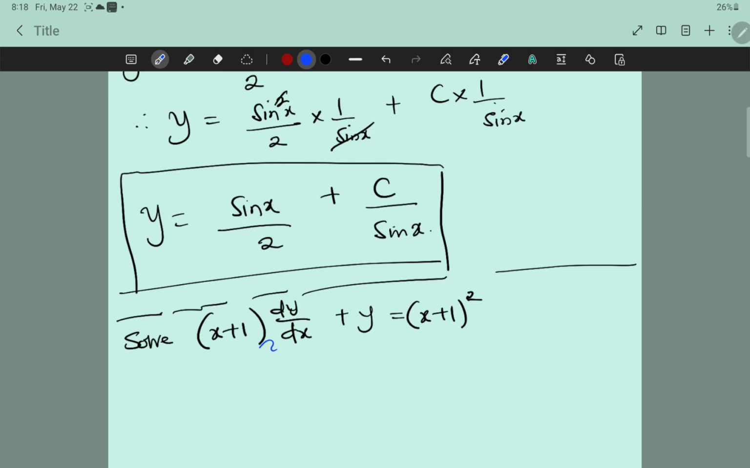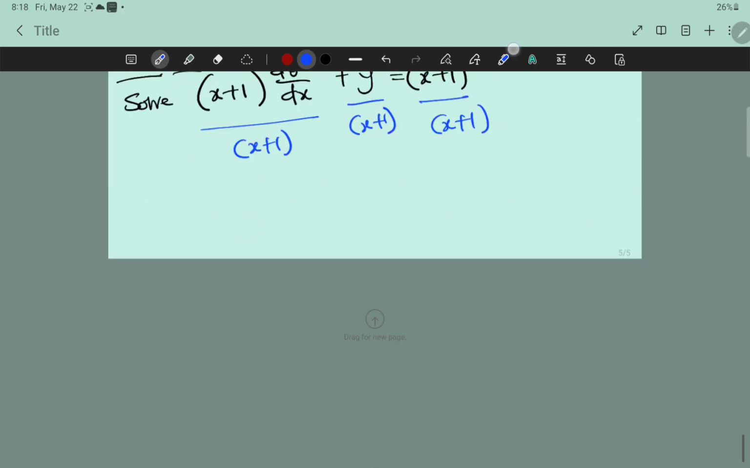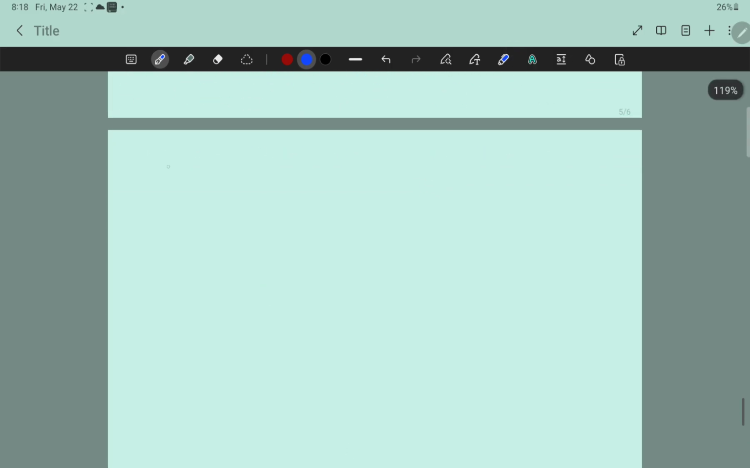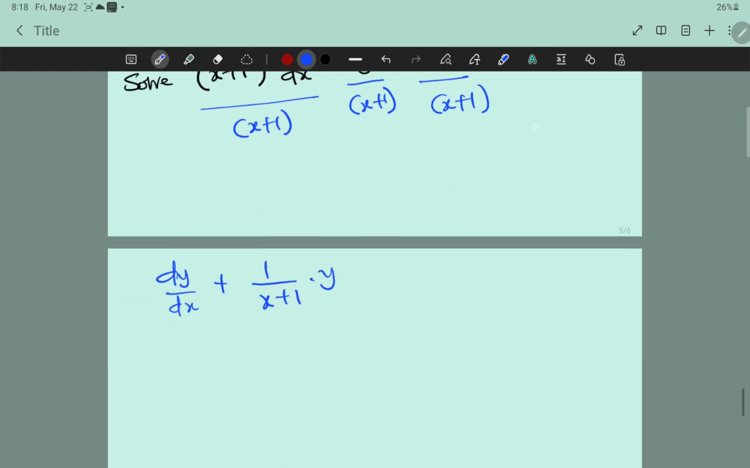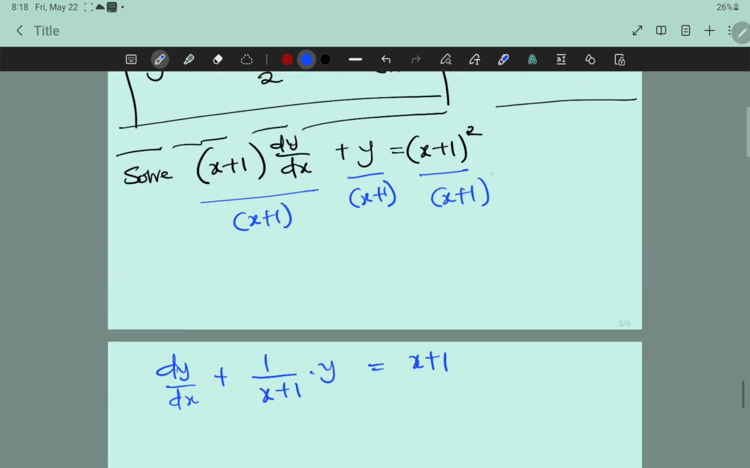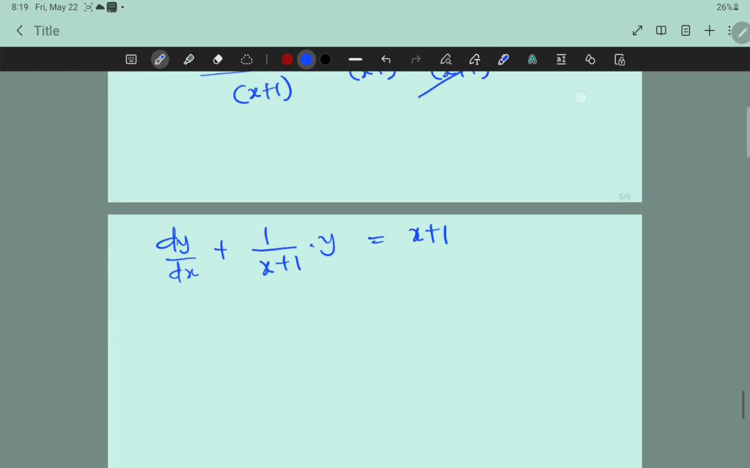The first thing I told you is you can't compare it straightforward. So you are going to divide this by x plus 1, right? So if that's the case, you'll be having dy dx plus 1 over x plus 1 multiplied by y is equal to x plus 1, because one of these will cancel one of these. Okay, so we have this.